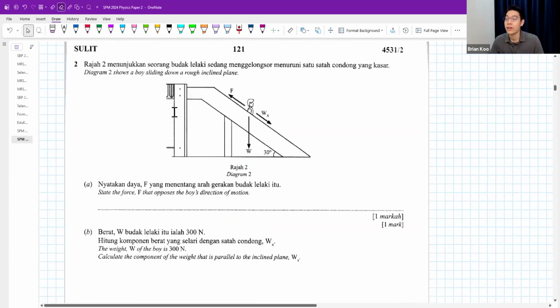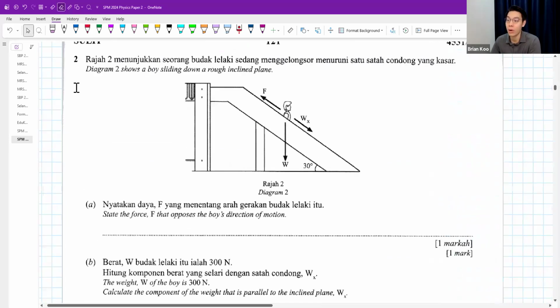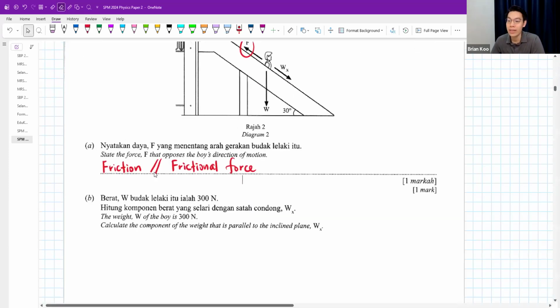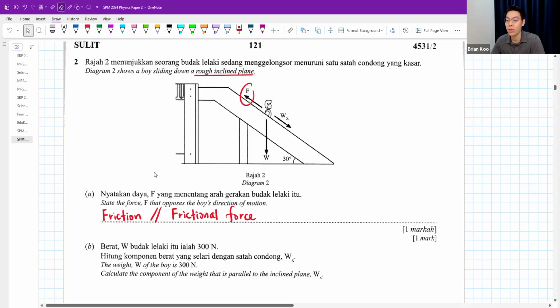And then question 2. This is force and motion 1. The diagram shows a boy sliding down a rough inclined plane. State the force that opposes the boy's direction of motion. Well, the force that opposes his motion, because this is a rough inclined plane, you're going to say friction, or you can say frictional force. Both are fine. The weight of the boy is 300. Calculate the component of weight that is parallel to the inclined plane, Wx.